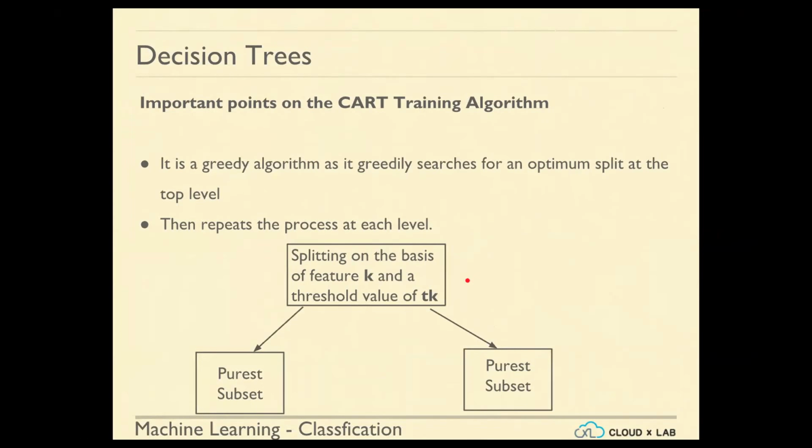Okay, so Kamal is saying that splitting on the basis of feature k and threshold value of tk, right? So what it does is it picks up a feature, finds its threshold value such that you get the purest subsets. That is the purpose.